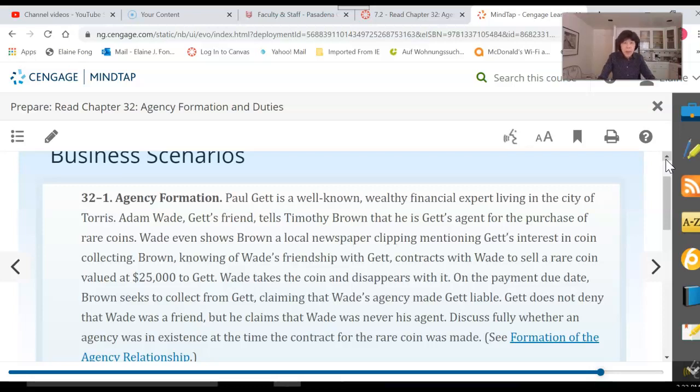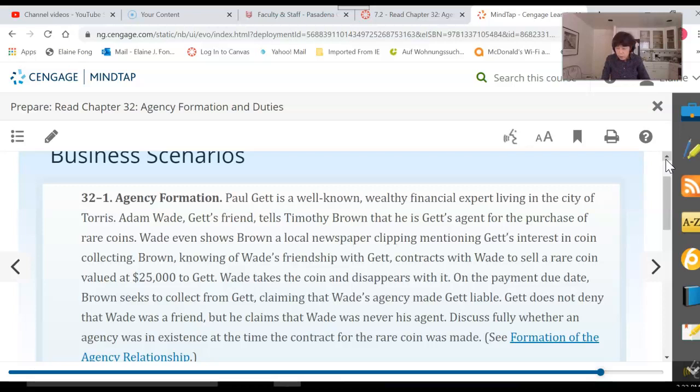On the payment due date, Brown seeks to collect from Gett, claiming that Wade's agency made Gett liable. Gett does not deny that Wade was a friend, but he claims that Wade was never his agent. Discuss fully whether an agency was in existence at the time the contract for the rare coin was made.